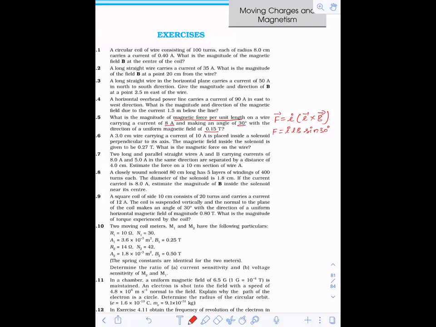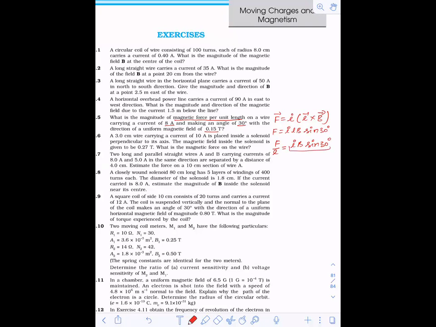Now they ask me for force per unit length. How do we calculate force per unit length here? Force per unit length means divided by length. So divide this equation by length. Force divided by length is equal to I B sine of 30 degrees. When you divide this equation by L, the L gets cancelled.